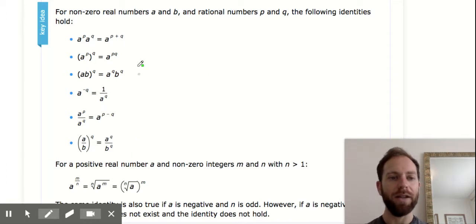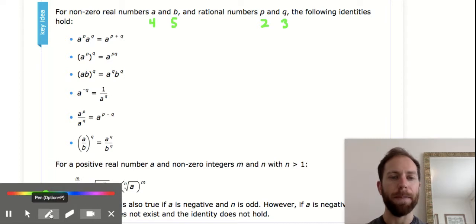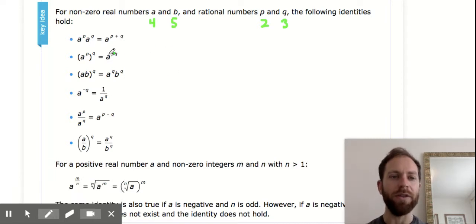I think it's a lot easier to put this into context if we select some numbers for these. So let's go ahead and call A 4. Let's call B 5. And then let's call P and Q 2 and 3. Okay? So let's plug these in and see exactly what this is trying to say.